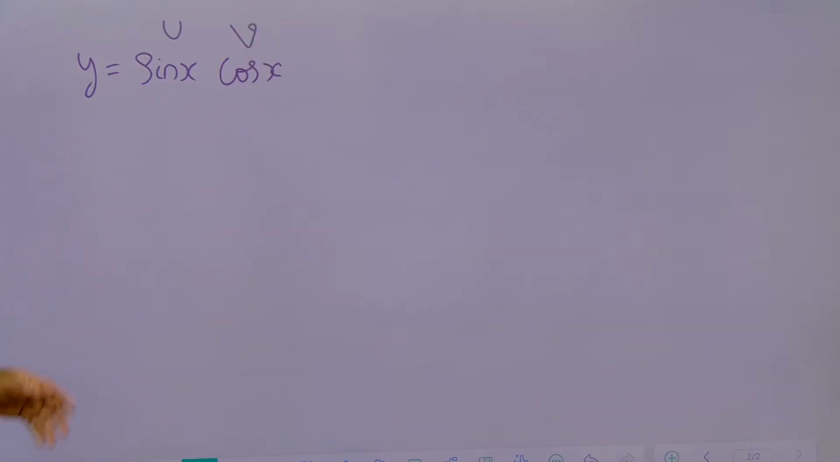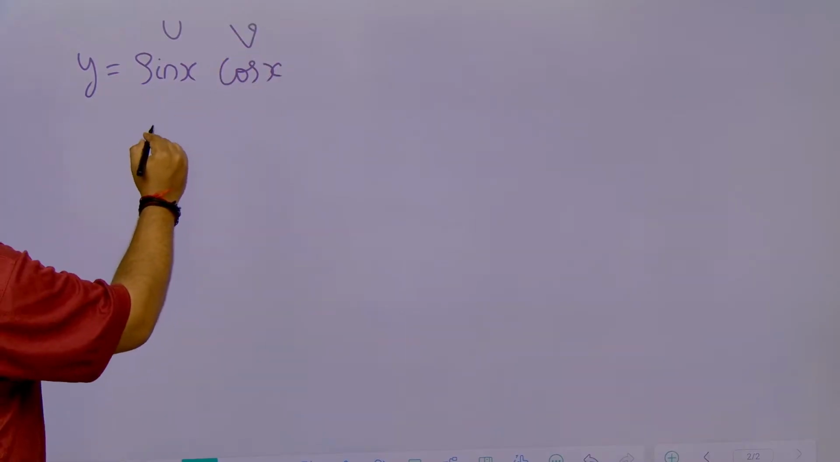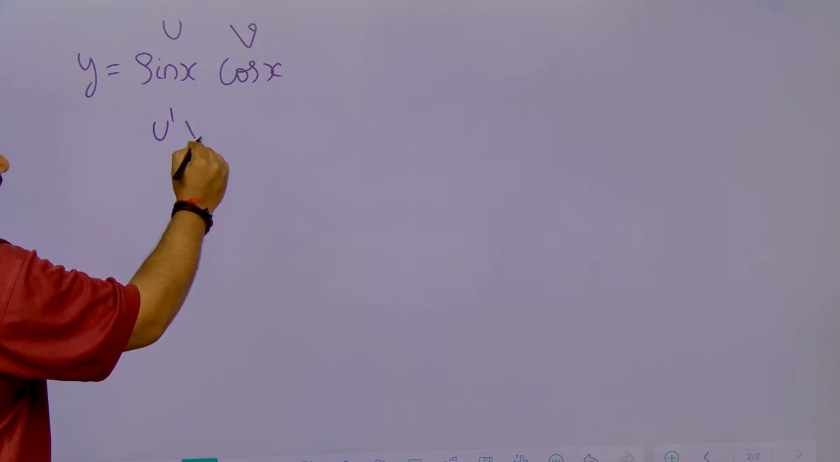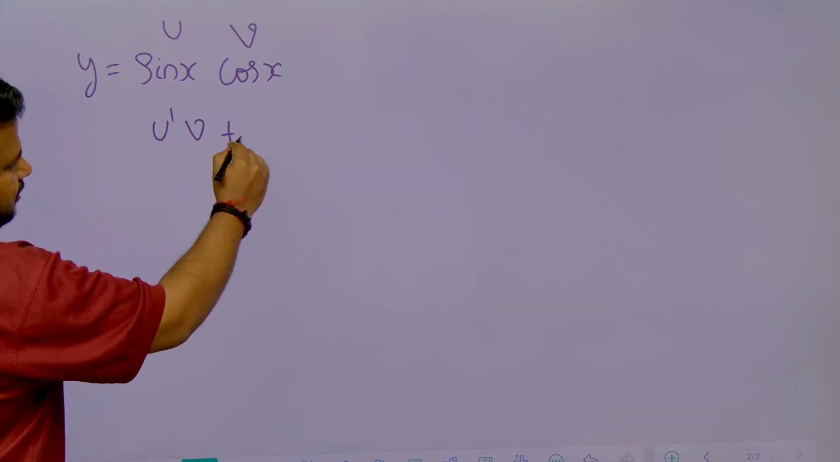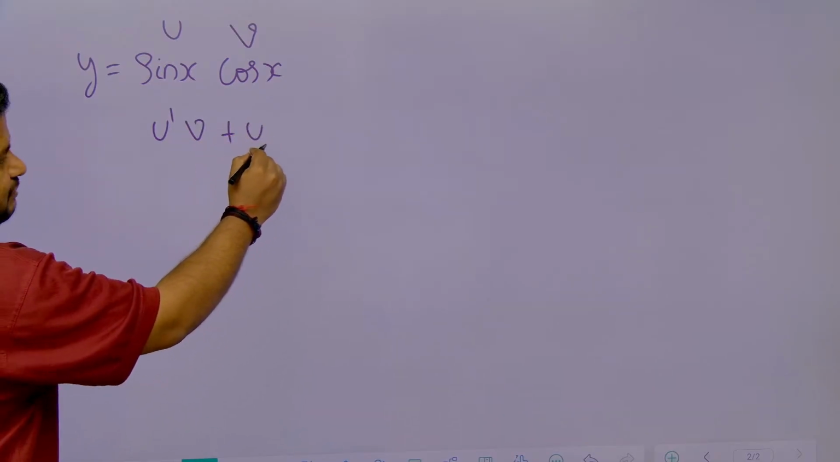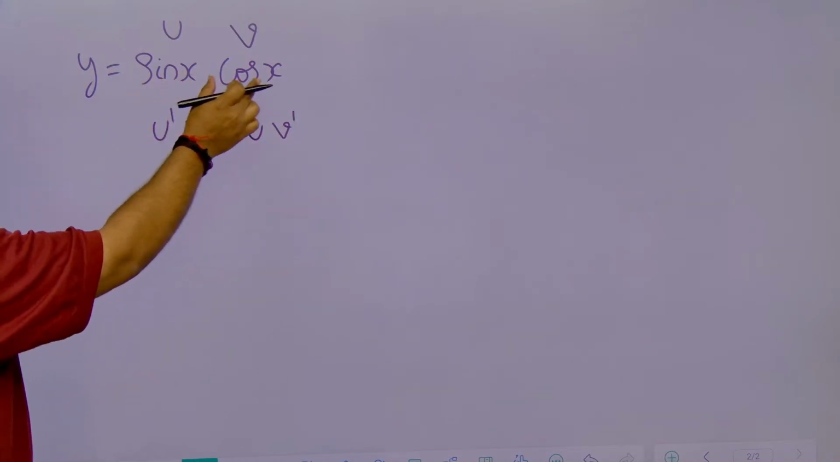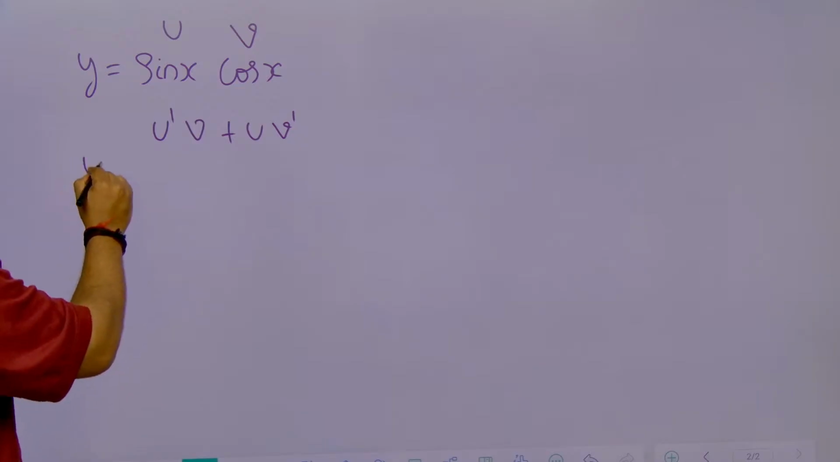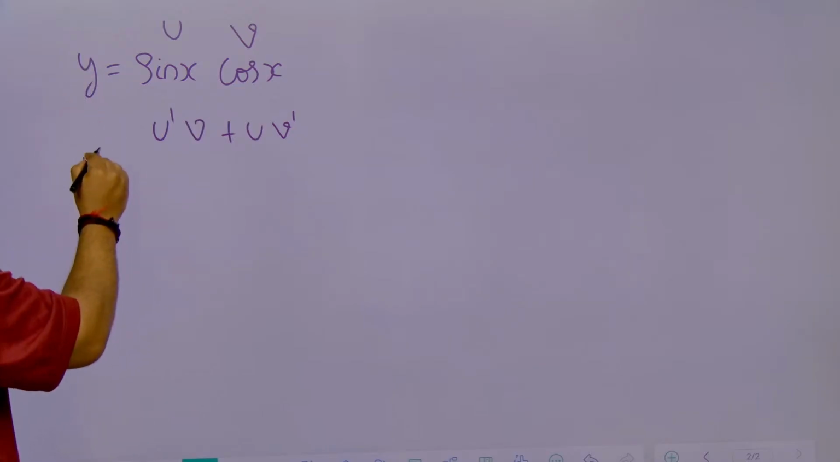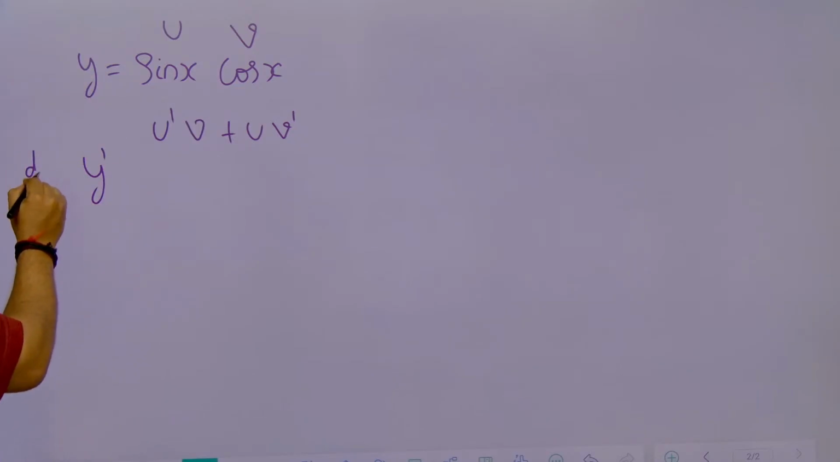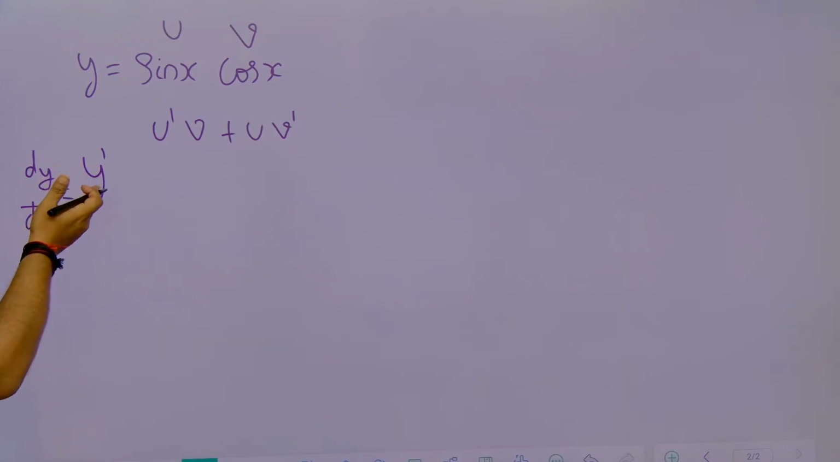So as per the uv rule what I should do: the first function, differentiate it, u dash, and the second function keep as it is. Then plus. The first function u keep as it is, and the second function differentiate. So what is u here, sin x, and v is cos x. So now what happens, y will become what, y dash, or you can also write it as dy by dx. dy by dx or y dash are the same.